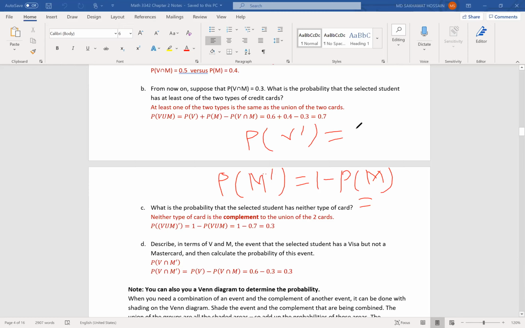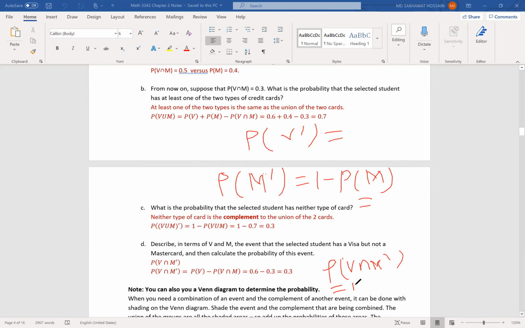So now in part D, we have to find the probability that the student has a Visa card but doesn't have a MasterCard. That means the probability of V intersection M complement. To find this probability, there are two ways: you can use the Venn diagram or you can use the formula. So the formula is probability of V intersection M complement.